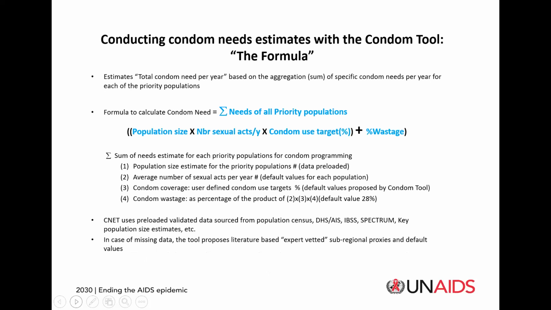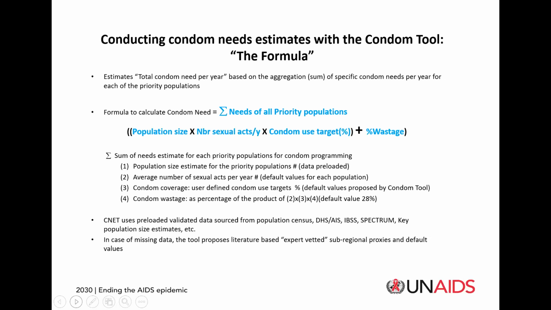Very basic. As I said, the needs estimate in the tool is based on adding up the needs of all priority populations. For each priority population, the needs estimate is based on a very simple formula, which is based on the population size for the specific population, the average or estimated number of sexual acts per year in that population, and the condom use or coverage target that you have defined for that population.